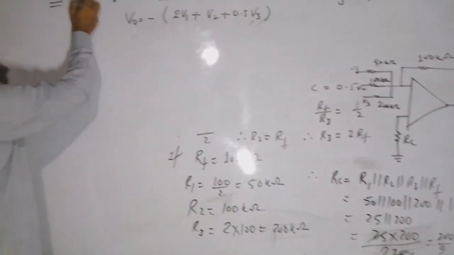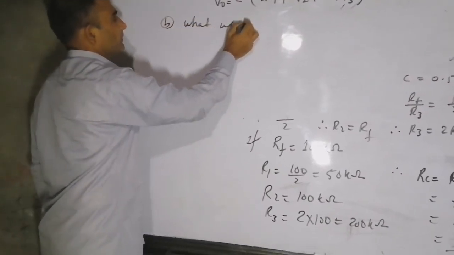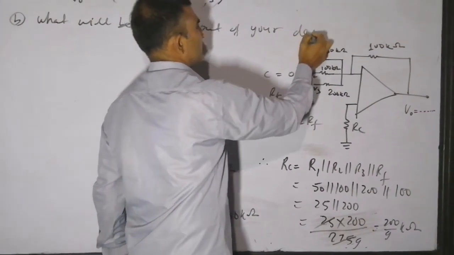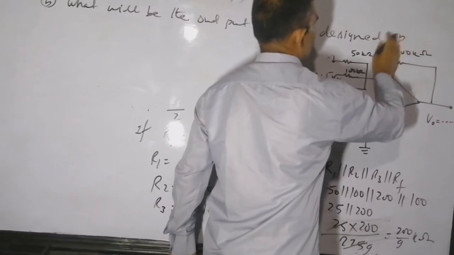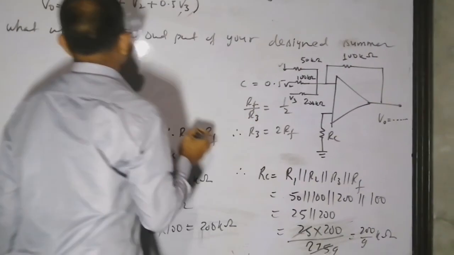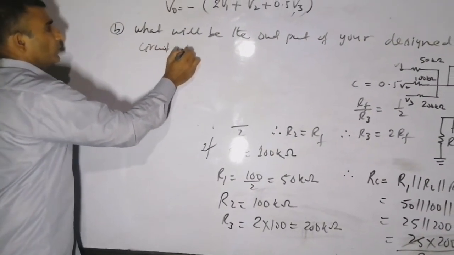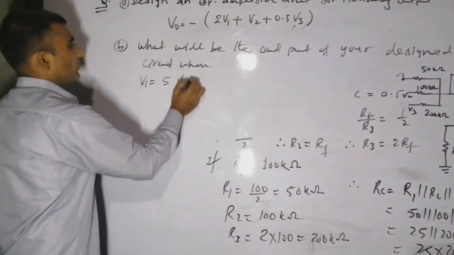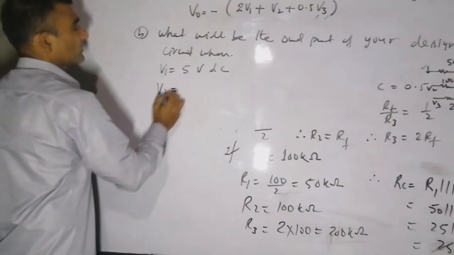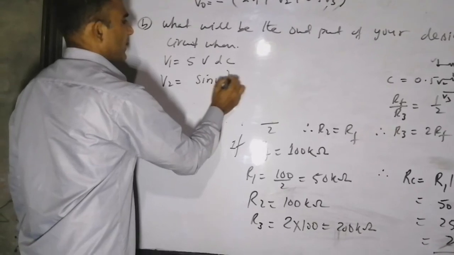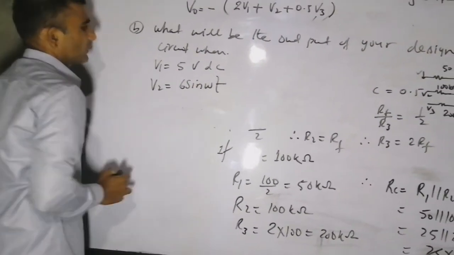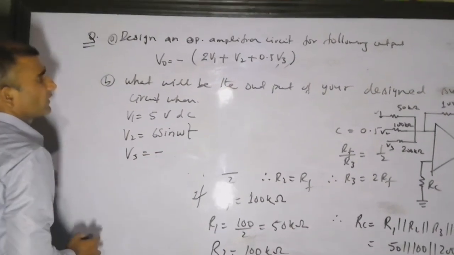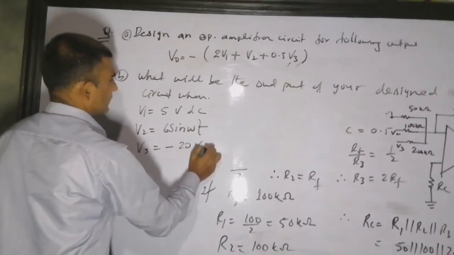Now the question is, this was the A, and what will be the output of your designed summer circuit when V1 equals 5 volt DC, V2 equals 6 sin omega t, and V3 equals, I suppose this is a minus, V3 equals minus 20 volt DC.